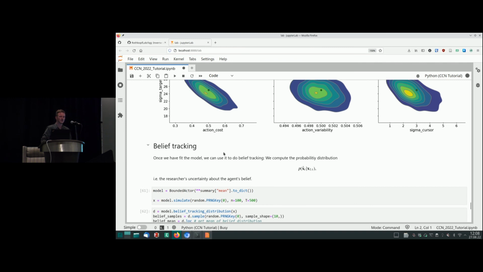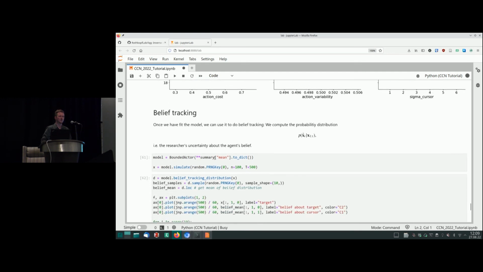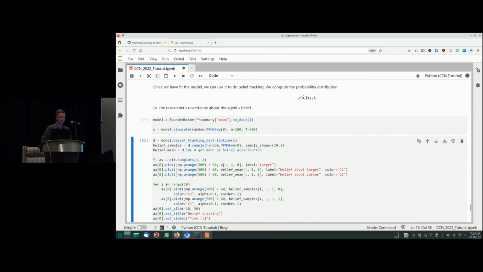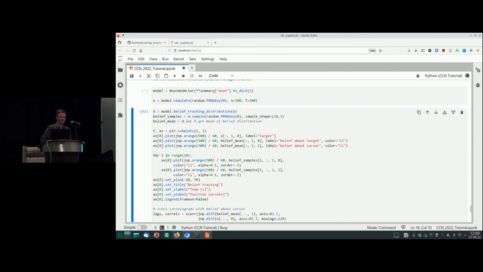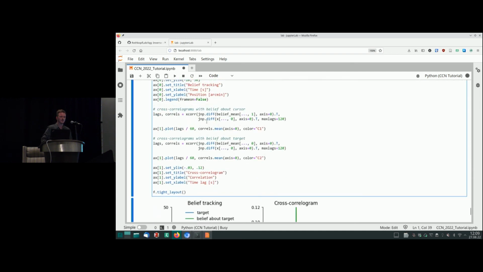So what we can do is we can also do belief tracking. Once we have this posterior distribution of the model, we can, for example, take the posterior mean, and then for new data, we can track the belief of the agent by doing this belief tracking thing that I told you about. We also have a function that, once you have a model with some parameters, computes the distribution of the agent's belief. So this is now our uncertainty about the agent's uncertainty. Let me show you how this looks.